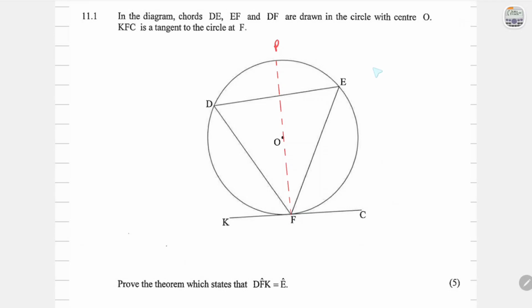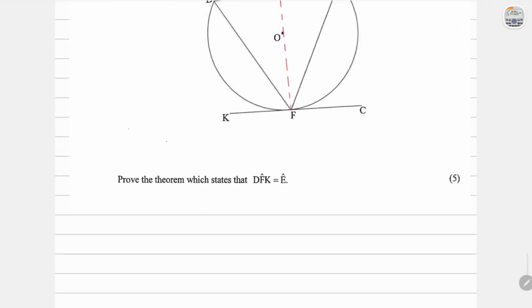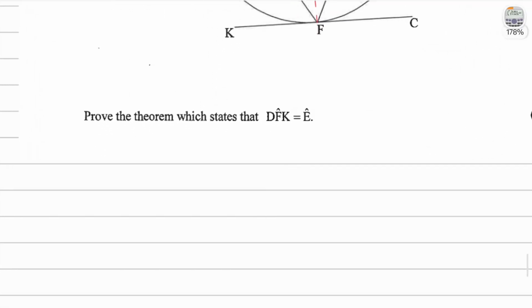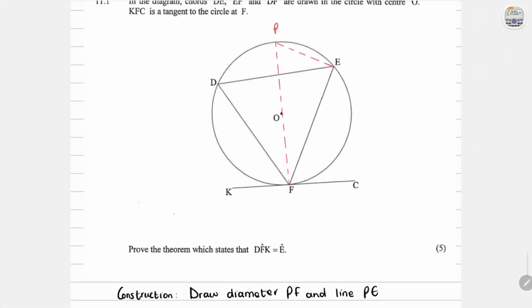Okay, now remember the angle needs to be focused on this side, since the angle we're trying to prove it's equal to is this angle over here. It's on the left, so you need to focus on the angle on the left as well. So what we're going to do is draw a line joining P and E together so we can create another angle at the circumference there, and that's going to help us to prove this. Okay, and then it's important to just make sure that you write down any constructions that you have made. So let's go ahead and write that down. Okay, so draw diameter PF and line PE.